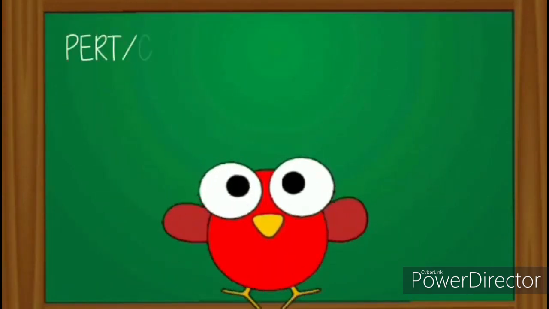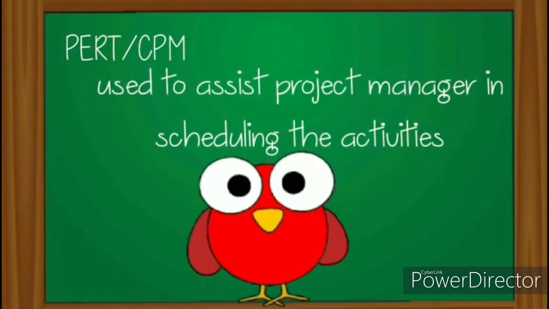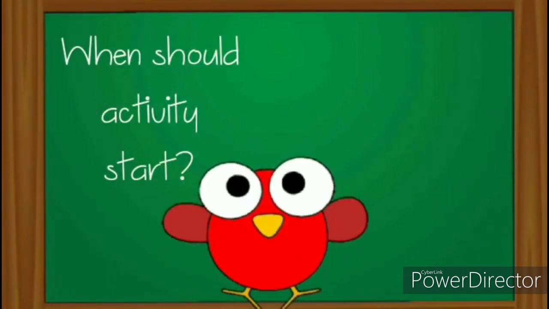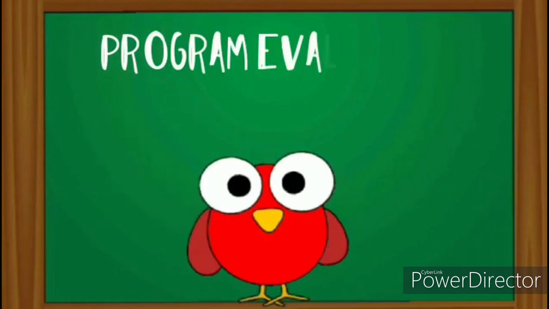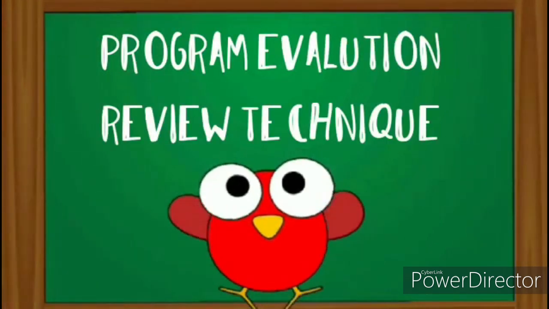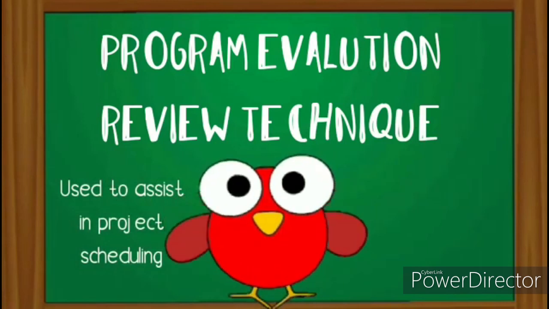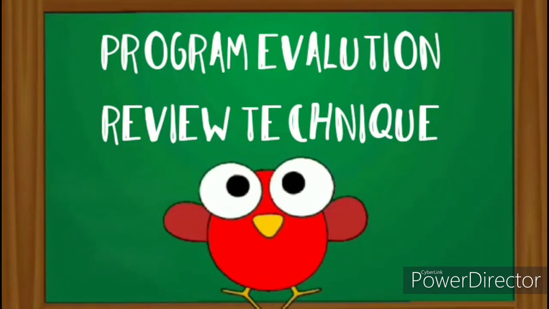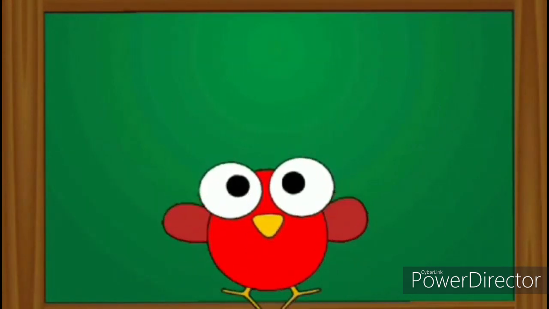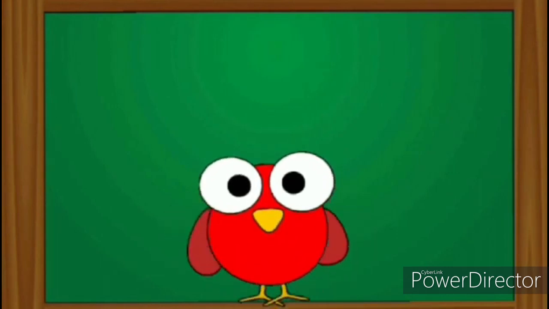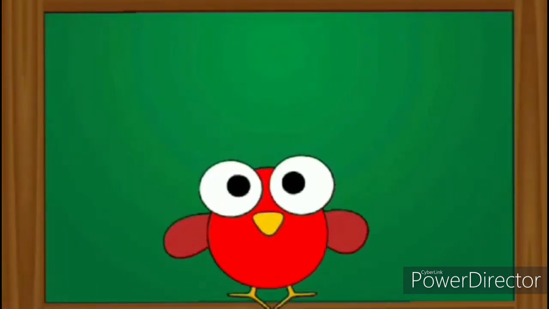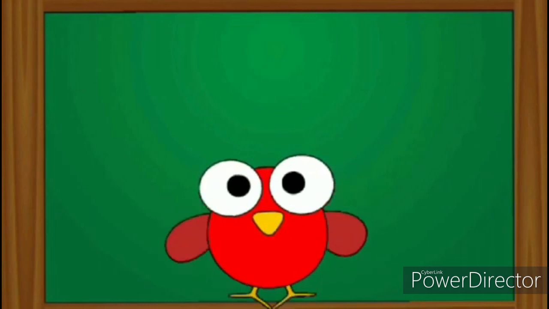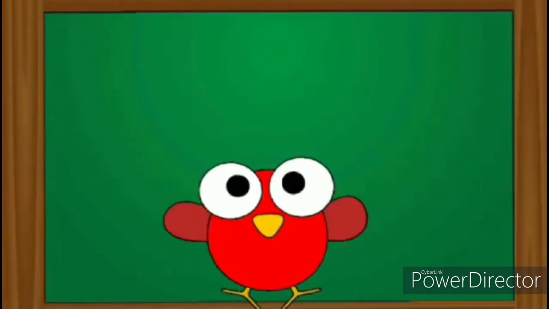PERT or CPM is used to assist the project manager in scheduling the activities. For example, when should each activity start? PERT, or program evaluation and review technique, is used to assist in project scheduling, similar to CPM. This program can be helpful for students who are following management science texts such as Introduction to Management Science by Taylor, Quantitative Analysis for Management by Render, as well as operations management books.